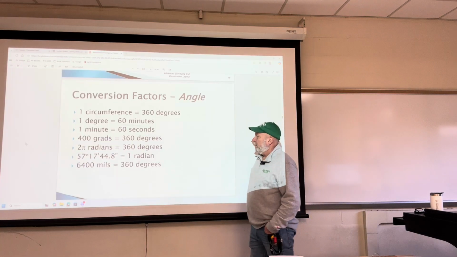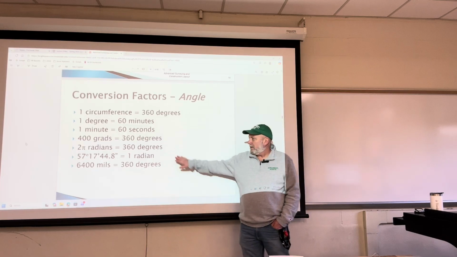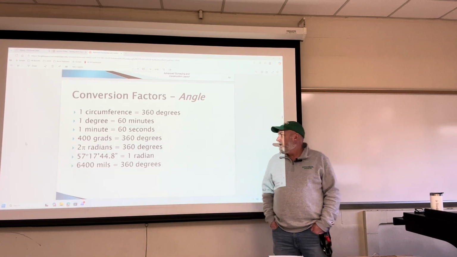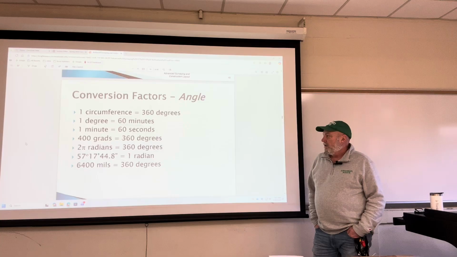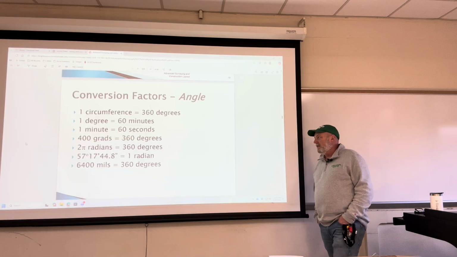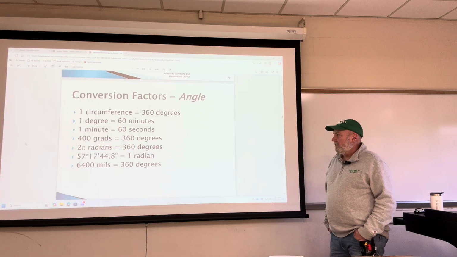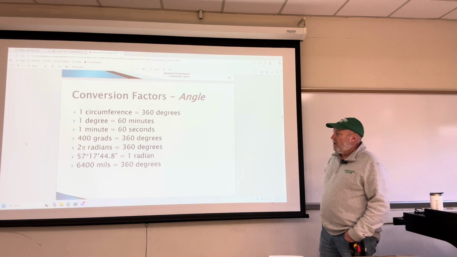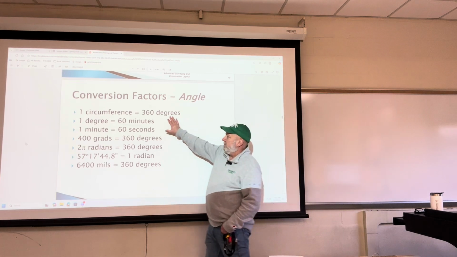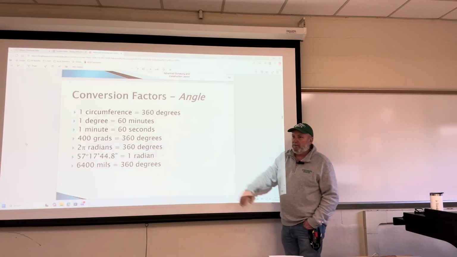Okay, some of you math folks who loved your trigonometry still have that retained in your brain. And 57 degrees, 17 minutes, 44.8 seconds is 1 radian. 6,400 mils equals 360. Yeah, I'm going to focus more on this stuff here. I want you to be aware of that, but we're not really going to get into it much at all.